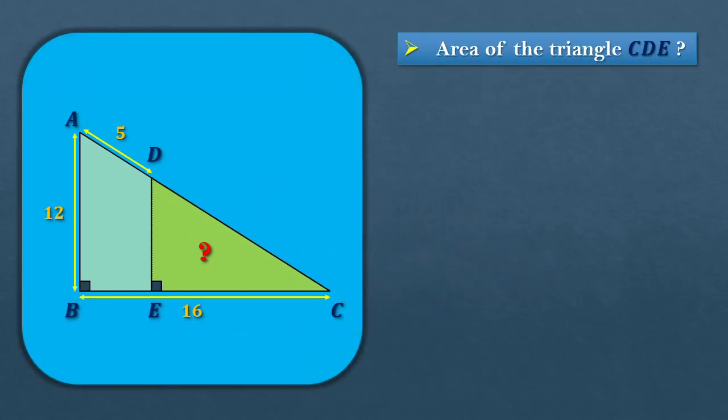Since the area of our right triangle CDE is equal to the product of the lengths of its legs DE and CE divided by 2, we're going to calculate each of the lengths DE and CE in order to be able to calculate its area.